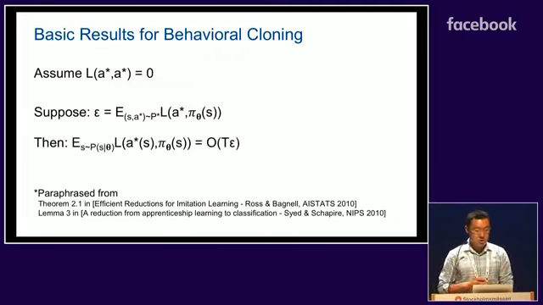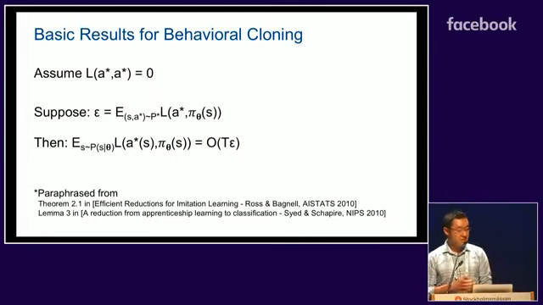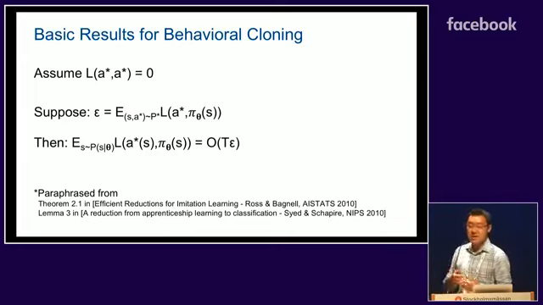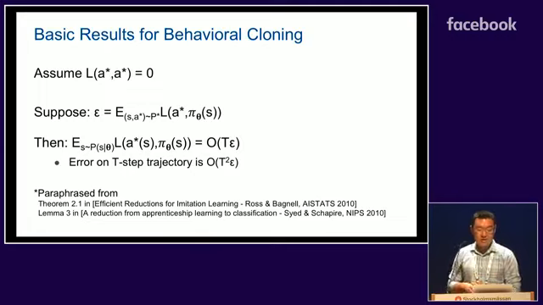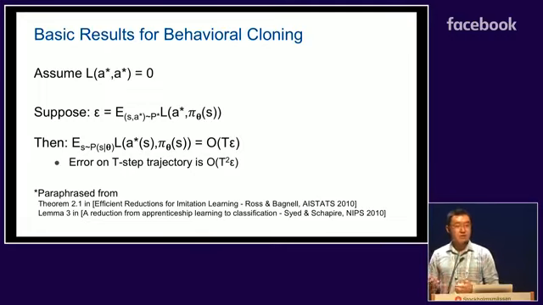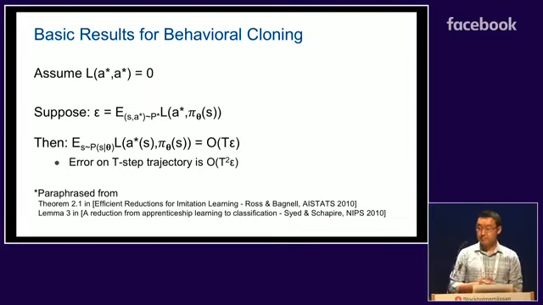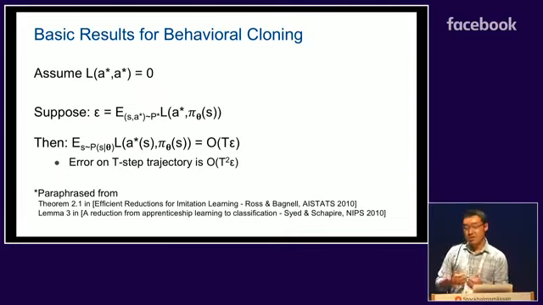What we can show is that in the more general imitation learning setting, the error is at most capital T times epsilon, where capital T is the time horizon of the decision making. So how many time steps we're rolling out the policy. And the error then on a T-step trajectory is then T squared epsilon, right? So we do have some guarantees for behavioral cloning for the general imitation learning setting. They're not great.